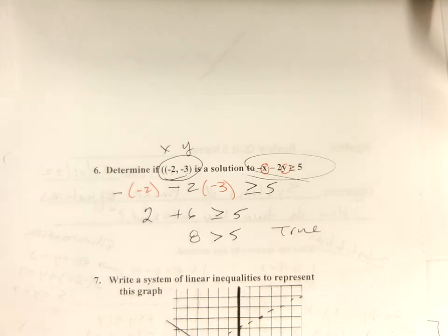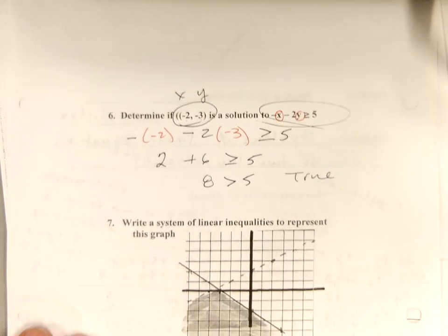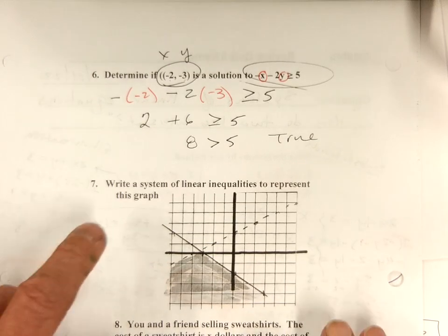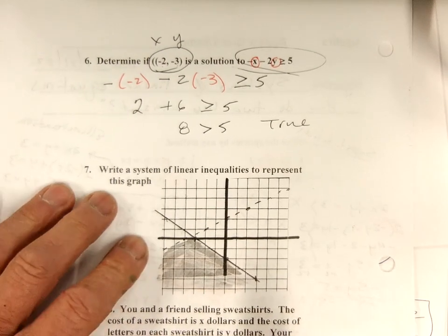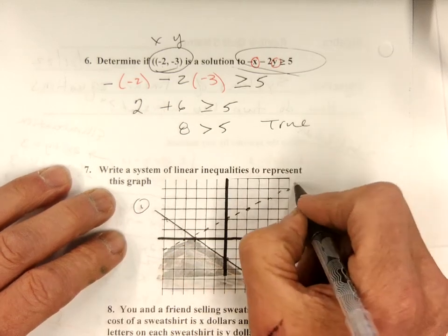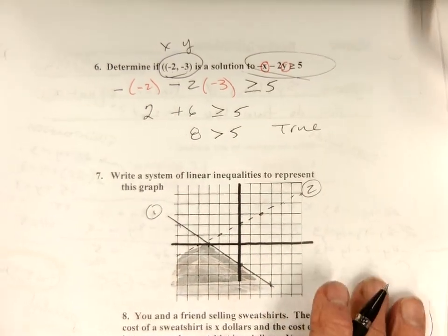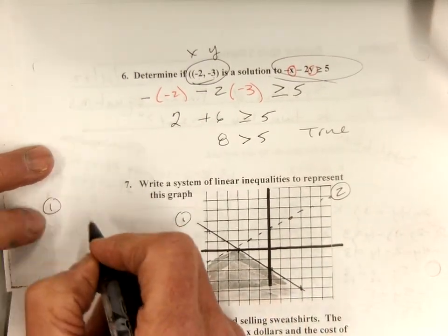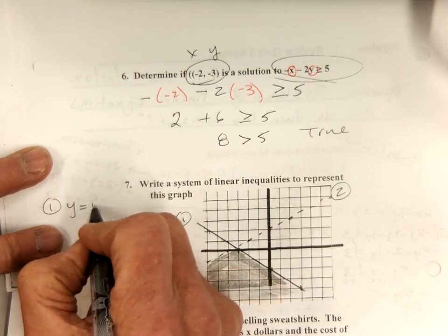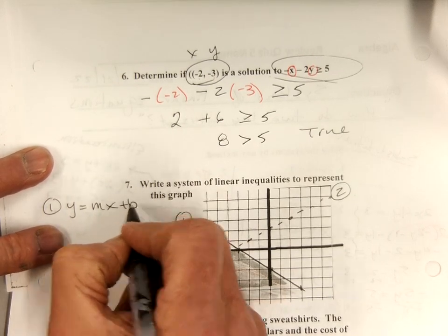All right, almost done. Number 7, write a system of linear inequalities to represent this graph. All right, I can do that. So I've got equation 1, equation 2. Let's do equation 1 over here. I like y equals mx plus b, because that's the equation of the line.